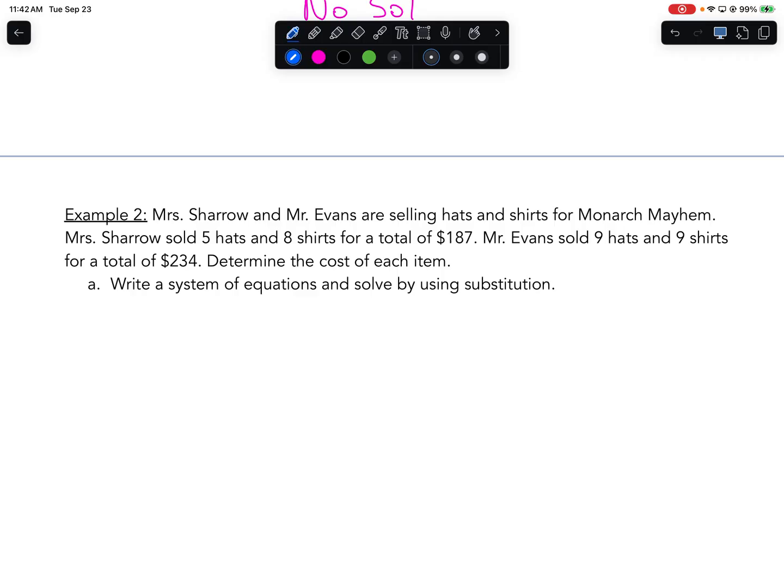So what is my X? What's my Y? Hats is X, shirts is Y. How do you know which is which? Does it matter? Technically, no, but the way they do it every single time in a story problem is the first item that comes in the problem, that's always going to be X, second one's Y. Unless the problem involves time, then time is always X.